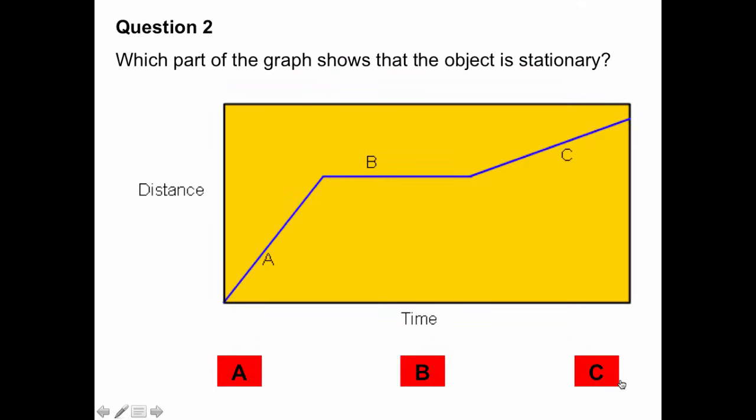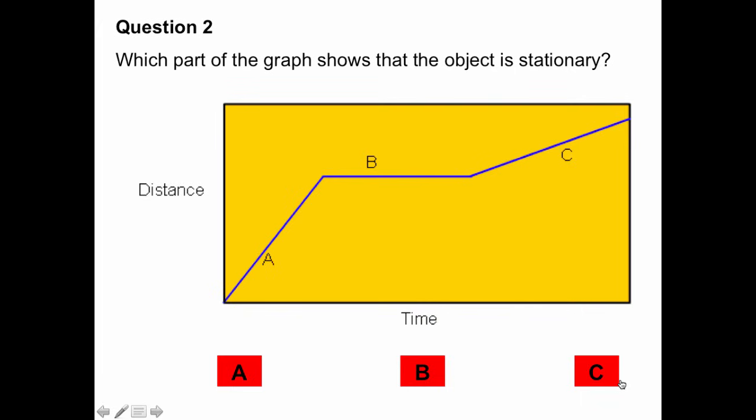So let's look at question 2. Which part of the graph shows that an object is stationary? Okay, if you want to pause this and go back and look at your notes, that's fine, but I want you to write your answers down so we can check this. In fact, go ahead and write your answers in the left column for question 2. So all you need to write is question 2.